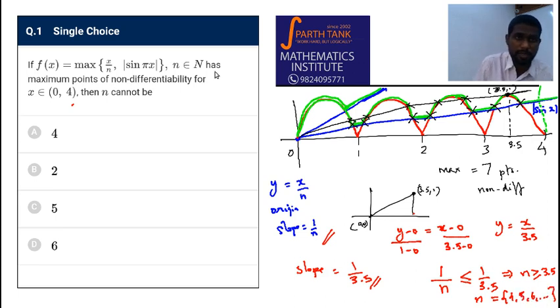N has to be a natural number, right? Not even an integer, a natural number. Therefore, 4, 5, 6 are all allowed, but 2 cannot be allowed. So n cannot be 2. It's a very simple problem. Draw the diagram quickly and find how many points it cuts, and then see the limiting case.